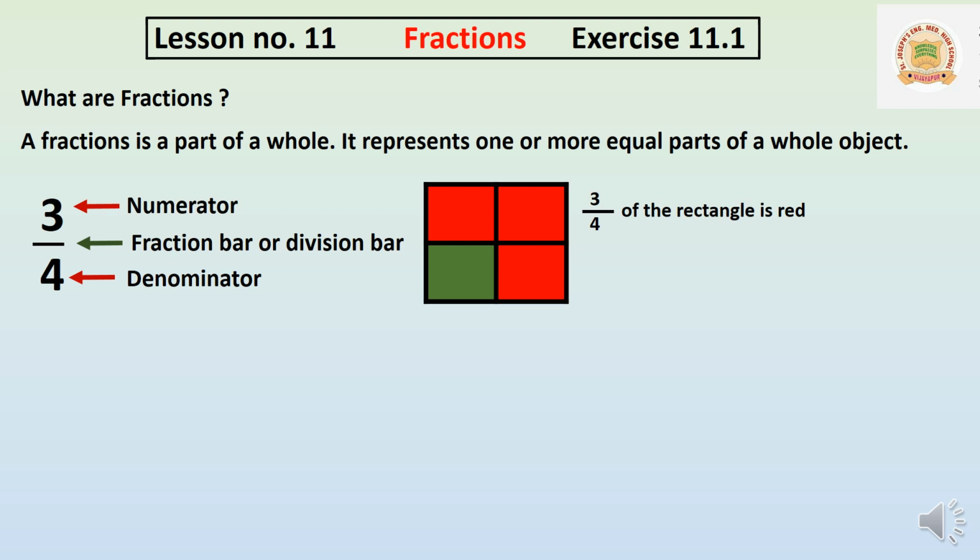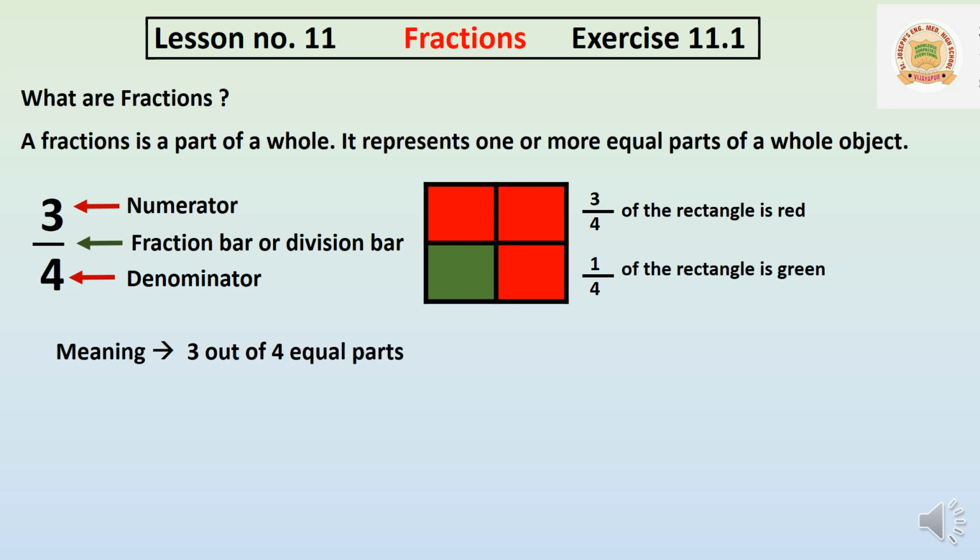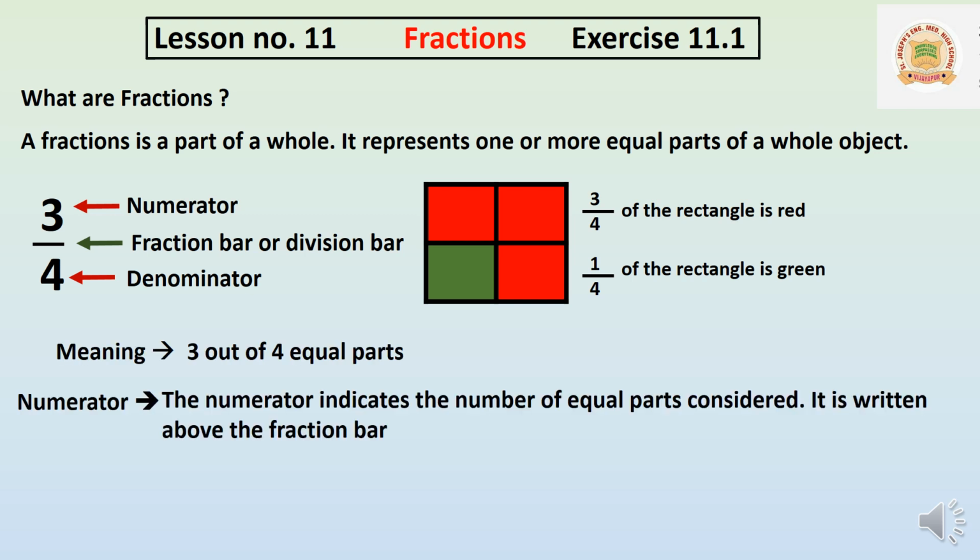Otherwise we can write it like this also. 1 by 4 of the rectangle is green. One part of the square is green. The remaining parts are red. That is also a correct answer. So both methods we can write. So now what is the meaning of 3 out of 4 equal parts? Now the first number I told, above the line, what will we write? Numerator. What is numerator?